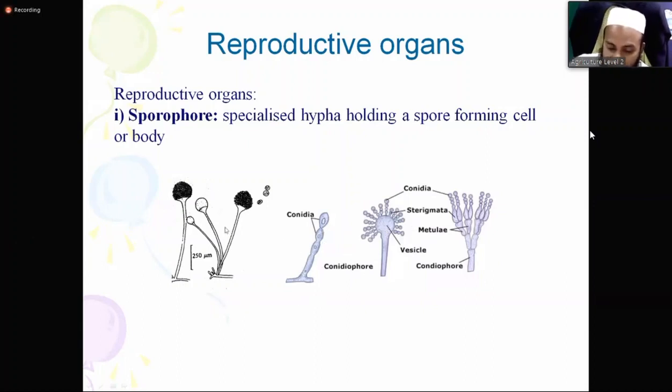So these are conidia, these are spore. The branch which contains spore and spore forming body or cell is the sporophore, and the branch which contains conidia or conidia forming structure like vesicle or other, these are called conidiophore. Do you understand all? Yes, sir. Okay, very good.